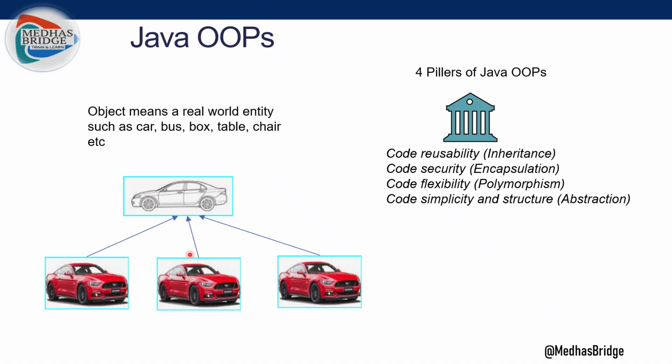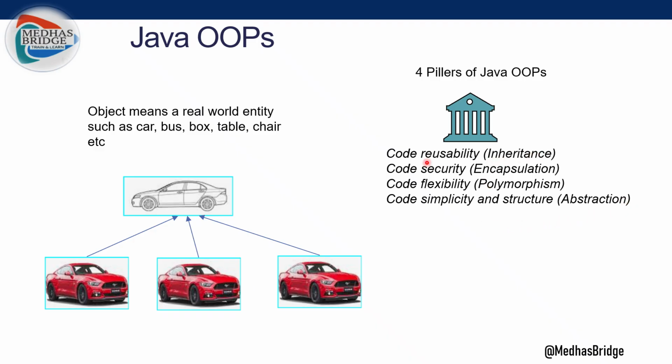If you look into the picture, we have three cars created from the blueprint of this picture. Likewise, we create Java objects from the classes, with which we achieve four pillars of Java object-oriented programming concepts. That are inheritance, encapsulation, polymorphism, and abstraction.